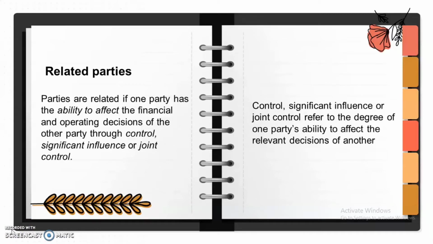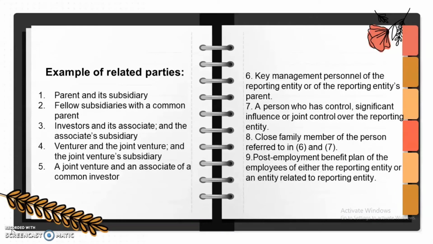Dapat nakadisclose yung relation nyo para walang conflict of interest. Ano nga ba yung mga example of related parties? Una na dyan yung parent and its subsidiary. Example, SM Corporation, tapos yung subsidiary niya naman ay yung SM Supermarket. Next, fellow subsidiaries with a common parent. Example, Jollibee, tapos yung subsidiary niya ay yung KFC, Red Ribbon, yun yung mga under yung Jollibee.